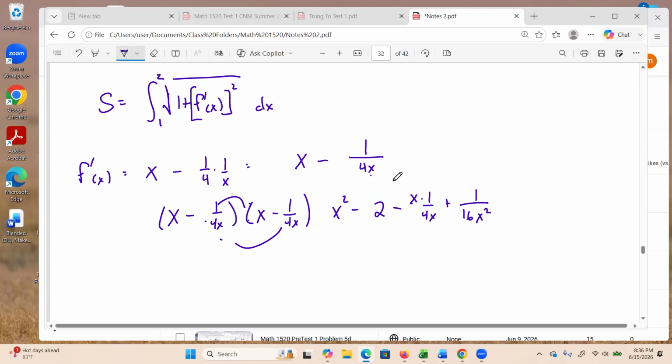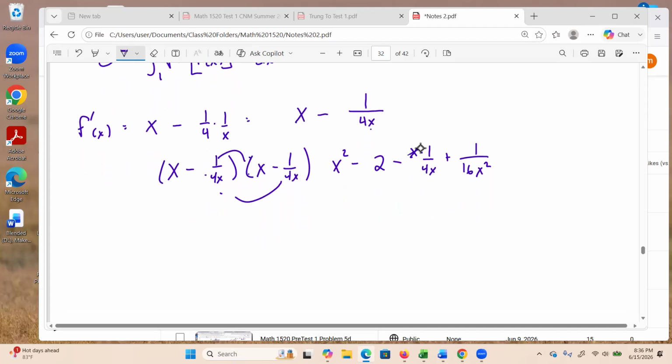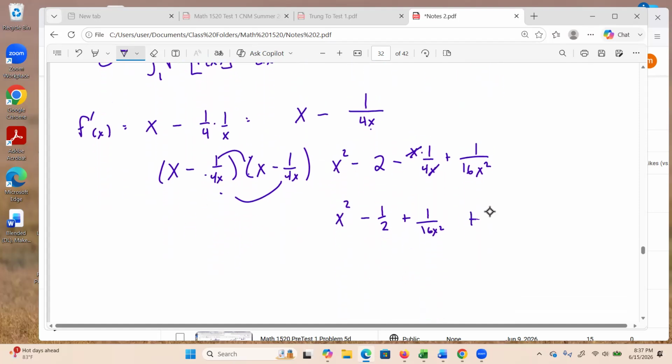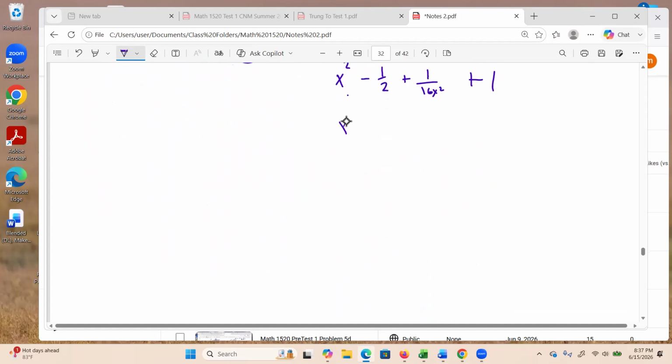The reason this function looks so wonky is because something really special is going to happen here. We have an x canceling with x. And then here we have 2 over 4, better known as a half. So we have x squared minus 1/2 plus 1 over 16x squared. What's the next step? We squared this thing out. Our next step is we're going to add 1 to this. I can't add 1 to this piece, but 1/2 combines with 1 really easily. So that's x squared plus 1/2 plus 1 over 16x squared.